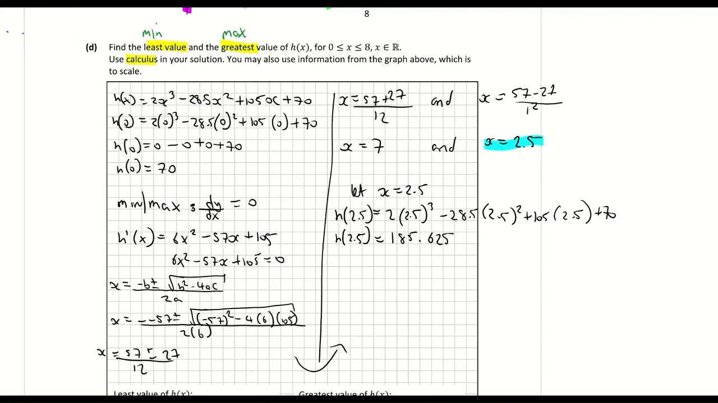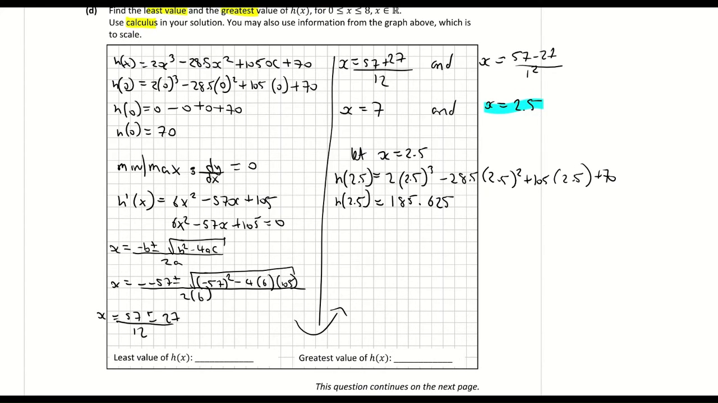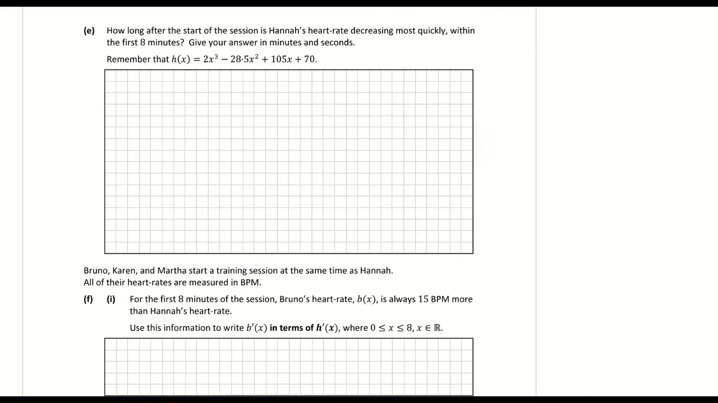A little bit of a trick maybe, or trying to catch us out in that question, particularly in the least value. So my greatest is 185.625, and my least was 70. Now again, if you put in x equals 7, you should get out 94.5, but that's not the least value. The least value should be 70.